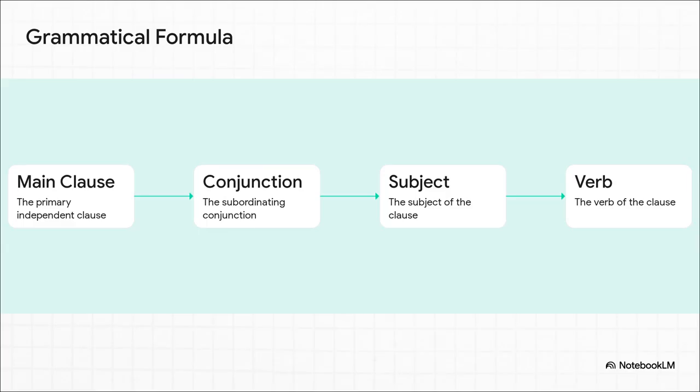Think of this as your master recipe for success. You literally always need a main clause, your connecting conjunction, a subject, and a verb to complete the thought. For example, if we say, he worked harder than I expected, he worked harder is our main clause. Then, than is our subordinating conjunction, I is our subject, and expected is our verb. Boom. Once you master this four-step formula, you can build practically any comparison clause you could ever need.